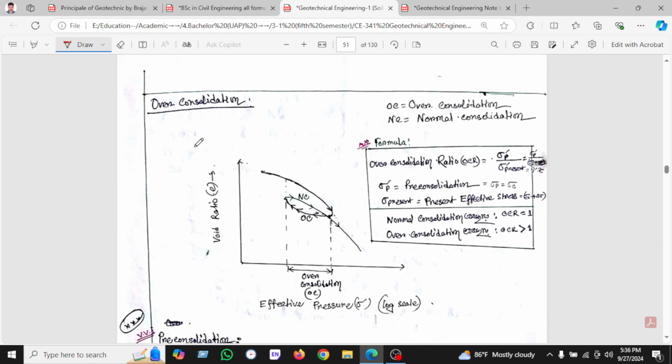Okay, let's start the over-consolidation. Here is the over-consolidation OC, and this is normal consolidation NC. We know the over-consolidation ratio is sigma c by sigma 0, where sigma c is the pre-consolidation pressure. For normal consolidation, the OCR, the over-consolidation ratio, is 1. On the other hand, you can see the over-consolidation ratio OCR is greater than 1 when it is over-consolidated.